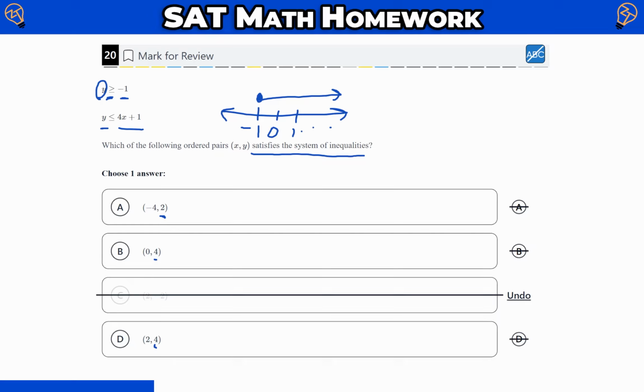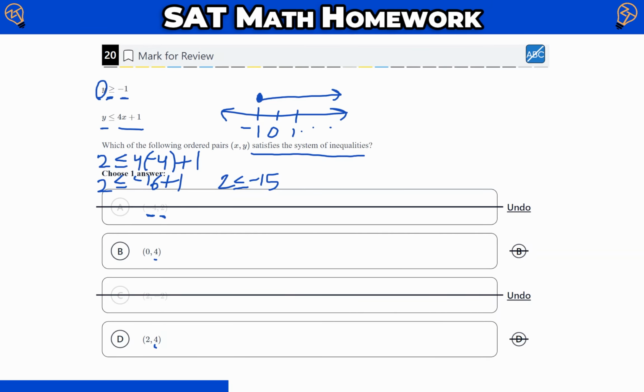Let's say, for example, for option A, if we plug in the 2 for y, we want to see if it's less than or equal to 4 times the -4 as x plus 1. So you get -16 plus 1. In other words, 2 is less than or equal to -15, which is not true. So we could eliminate option A. So you're probably getting the idea, but I think this can be time consuming, especially if A doesn't end up being the correct answer. But let's do the same thing for B.